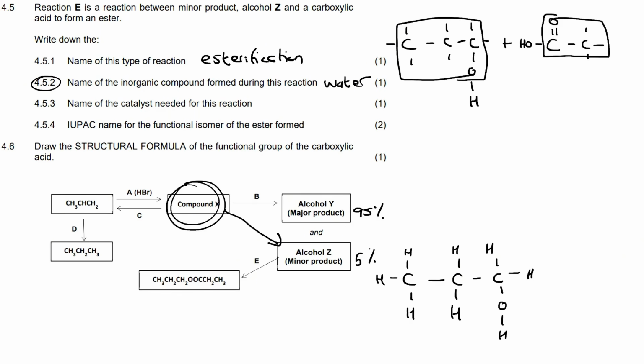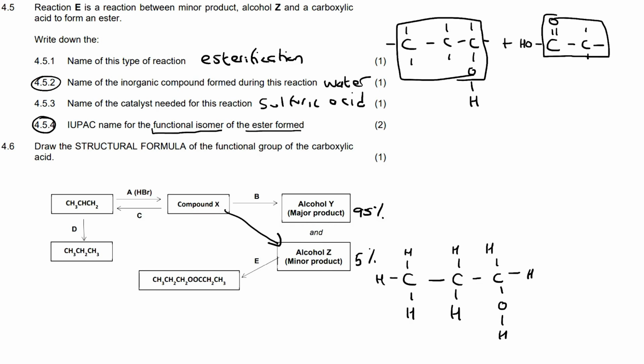What is the name of the catalyst? For this reaction, we typically use sulfuric acid. And then, what is the IUPAC name for the functional isomer of the ester formed? Ooh, that's a sneaky one. Whoever sat this exam, we aren't playing.